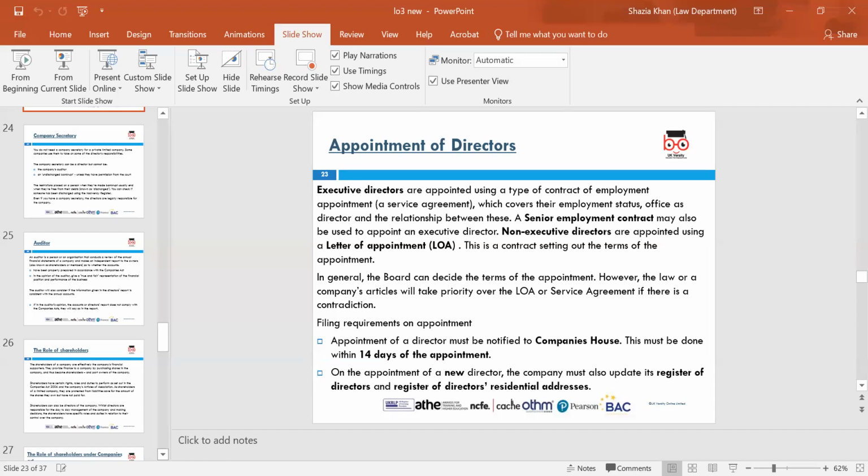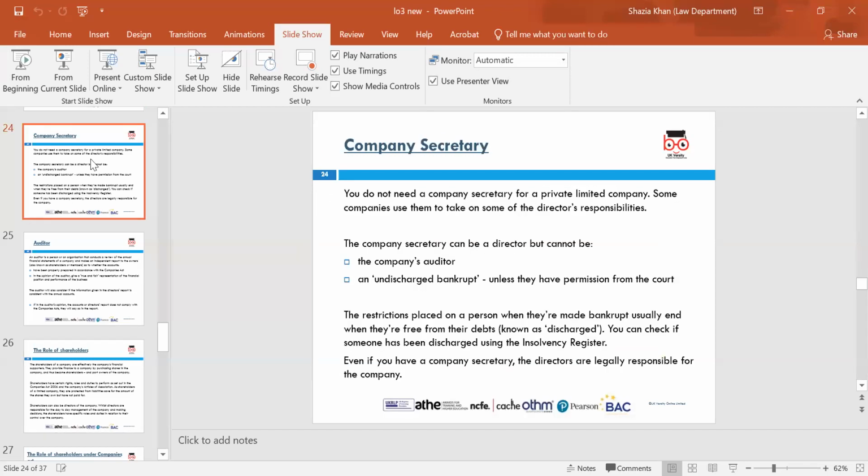Filing requirement on appointments. Appointment of a director must be notified to Companies House. This must be done within 14 days of the appointment. On the appointment of a new director, the company must also update its register of directors and register of directors' residential addresses. So it's really important you follow the process of appointing a director.